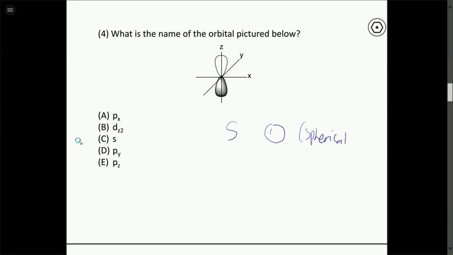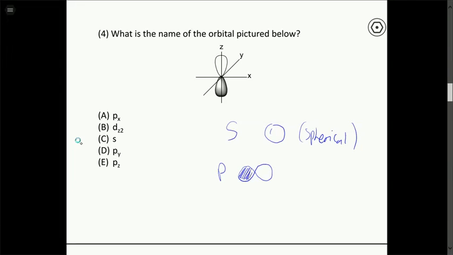It's hard to draw a sphere on a piece of paper, but an s orbital is just a spherical electron density. So that would be the shape. This is clearly not a sphere. Hopefully we can realize that. And then the p orbitals are the ones that are dumbbell shaped. So they have all this basic shape here.